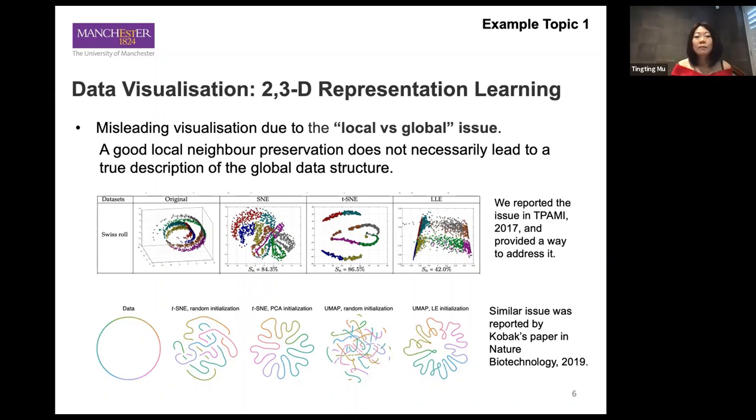This same issue was also reported by another paper two years later, published in Nature Biotechnology. They used circular data as an example. You can see the four figures on the right next to the circular data. They have very different global data structures due to the different settings they use for different algorithms.